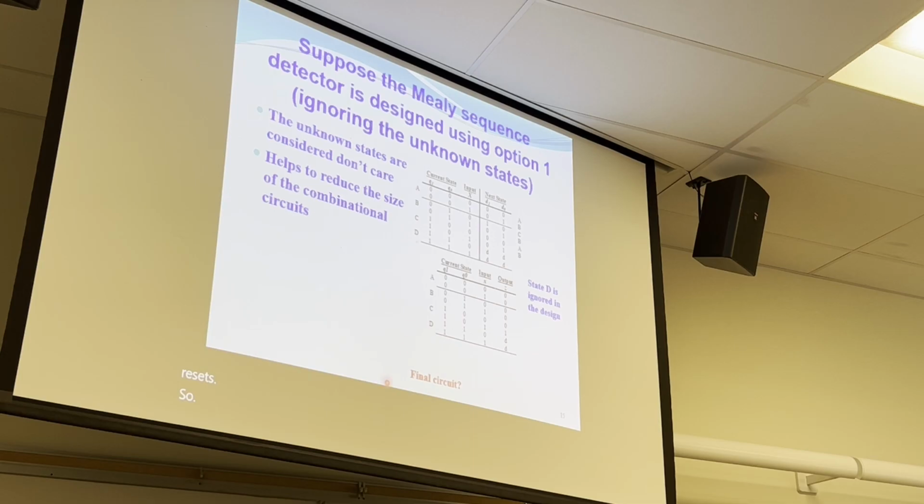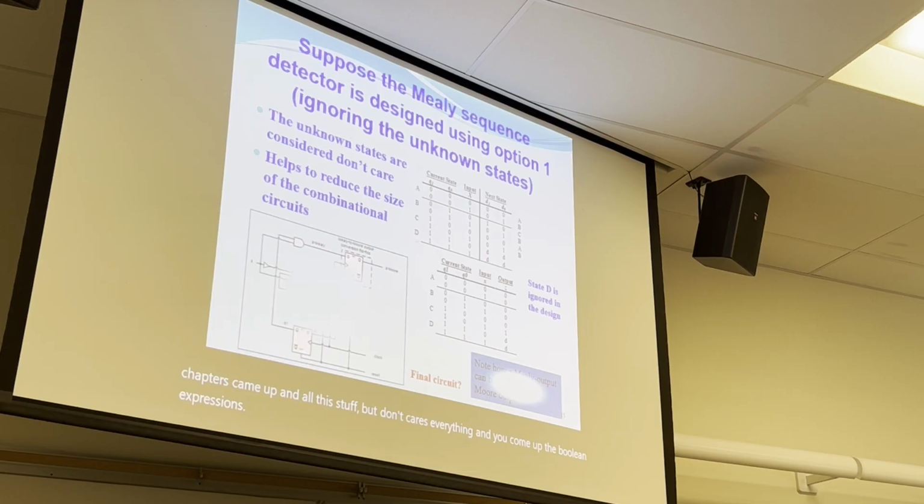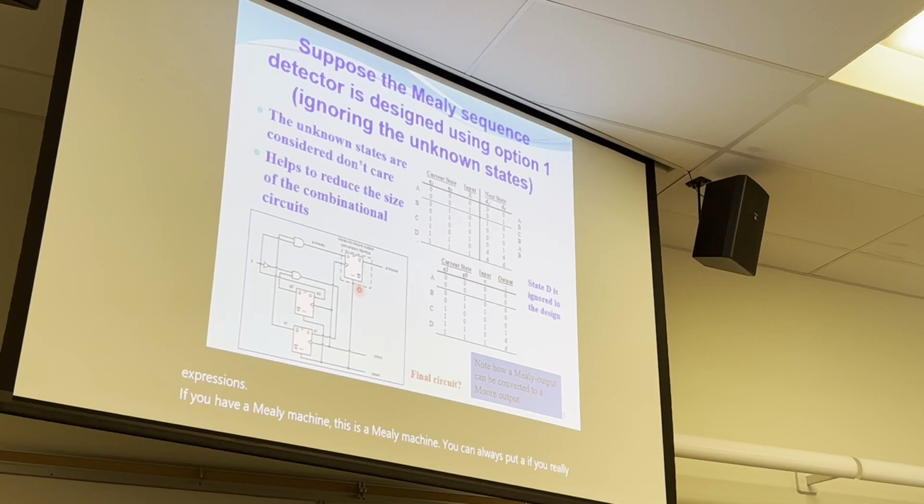So once you convert that, which we did last time, into a truth table, then you use the previous chapters, K-map and all this stuff, don't cares, everything, and you come up with Boolean expressions. If you have a Mealy machine, you can always put a flip-flop if you really need a Moore machine, meaning the output is not asynchronous, it depends on the input, it's always synchronous. You put a flip-flop, it becomes a Moore machine.